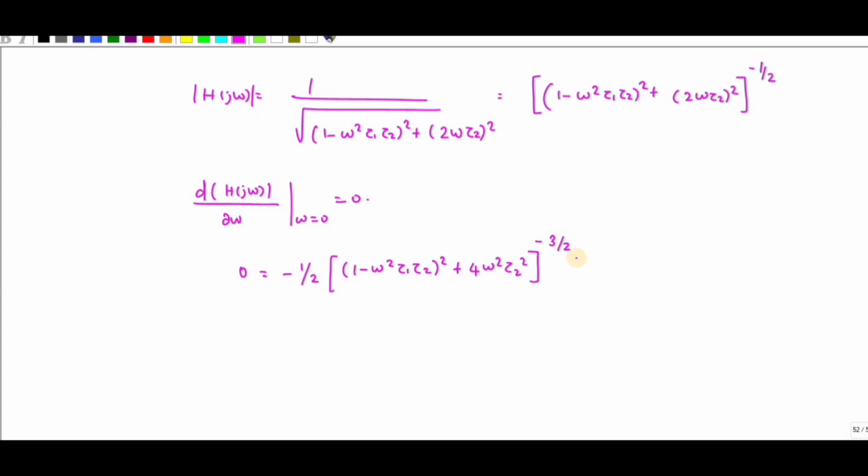Raised to minus 3 by 2, into. If I differentiate this one, I will get 2 into 1 minus omega square tau 1 tau 2, into minus 2 omega tau 1 tau 2, plus 8 omega tau square whole square.